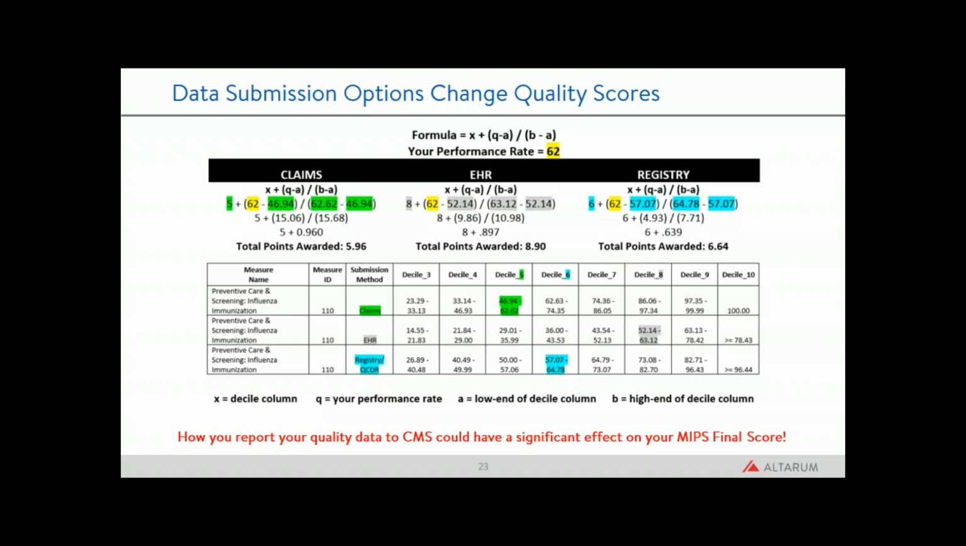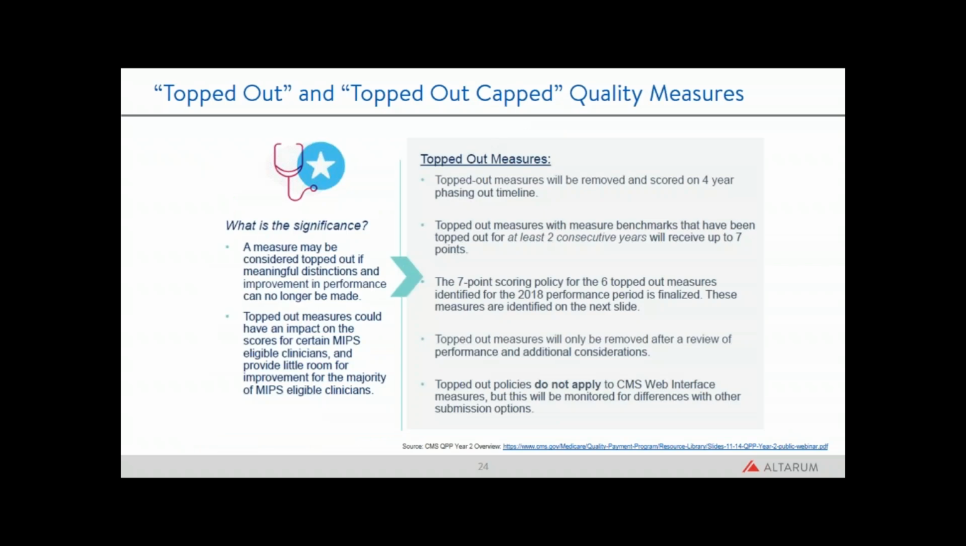So that's a massive difference, especially when you are submitting that minimum requirement of 6 measures. You can see that just how you send that data to CMS could have a very significant effect on your MIPS final score. Then we'll look at topped-out measures. This also can have a dramatic effect on your quality measures, depending on your measure selection. So a topped-out measure is one where there are no longer meaningful distinctions between the highest and lowest performers. There are a lot of measures that have been topped out. In fact, the vast majority of those 271 measures available are either topped out or they're approaching topped out status.